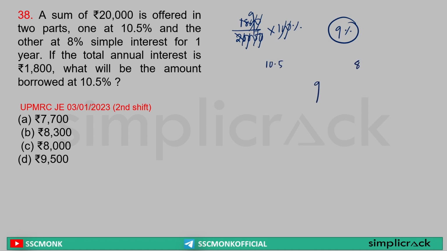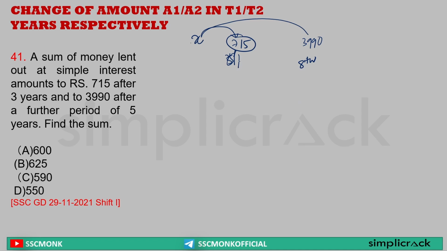So 9% is the average. Now understand this. In simple interest, in these 5 years, what is the interest earned? 3990 minus 715, which is equal to 3275. 3275 interest in 5 years. So every year interest is 5 6s are 30, 5 5s are 25, so 655 rupees interest. I think here it will be 990, otherwise it won't be easy to solve. So it is 990. Okay, so let's take 990.